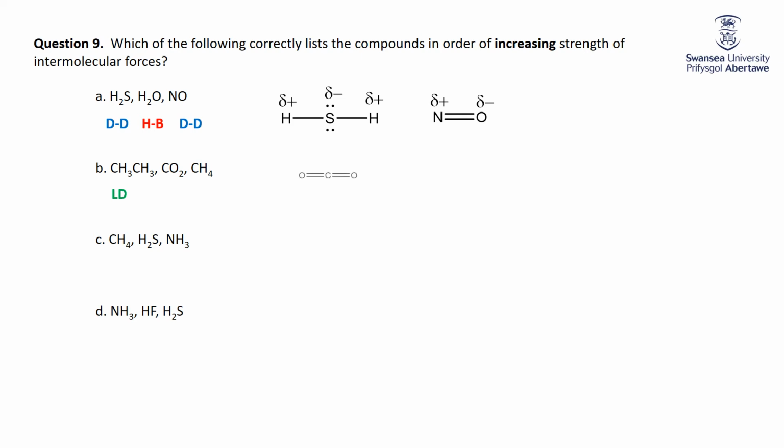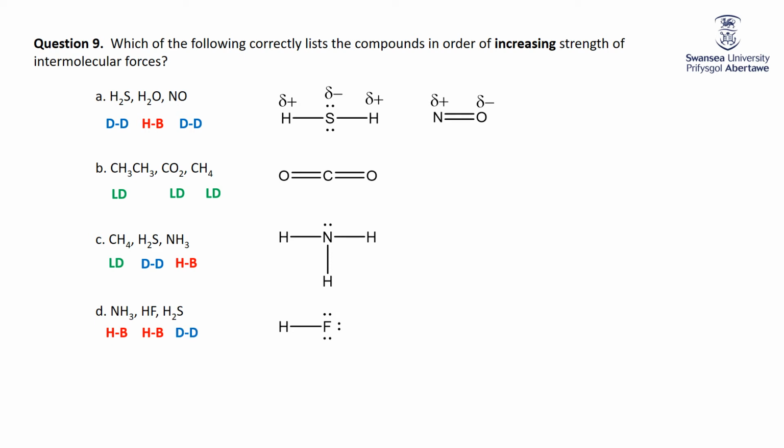CH3CH3, London dispersion. CO2, London dispersion. CH4, London dispersion. H2S, dipole-dipole. NH3, of course, has the nitrogen-hydrogen bonds, thus hydrogen bonding. And then finally, HF, again, fluorine, very electronegative. H bonded to F is involved in hydrogen bonding. And H2S, as we already said, dipole-dipole. So therefore, the one that has increasing strength of intermolecular forces is very obviously C, where you go London dispersion, dipole-dipole, and hydrogen bonding.